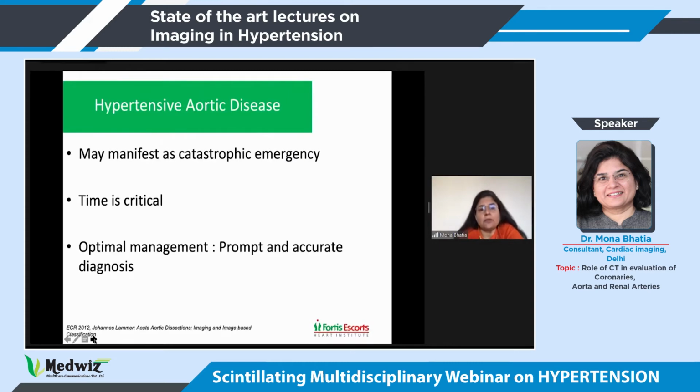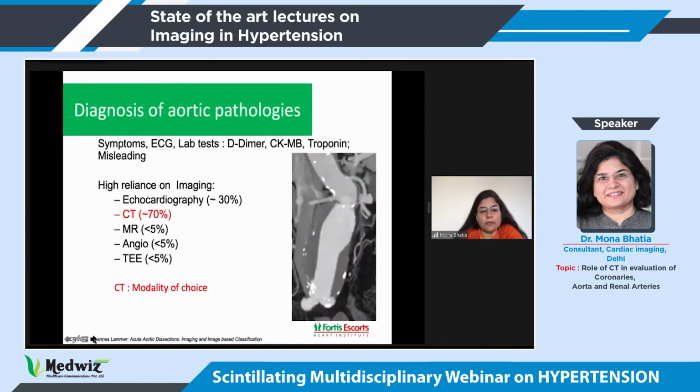The hypertensive aortic disease may manifest as a catastrophic emergency, and time becomes critical, and optimal management requires a very prompt and accurate diagnosis. In the diagnosis of aortic pathologies, we have a large number of imaging tools from echocardiography, MR, angio-TE, but CT today is the modality of choice.